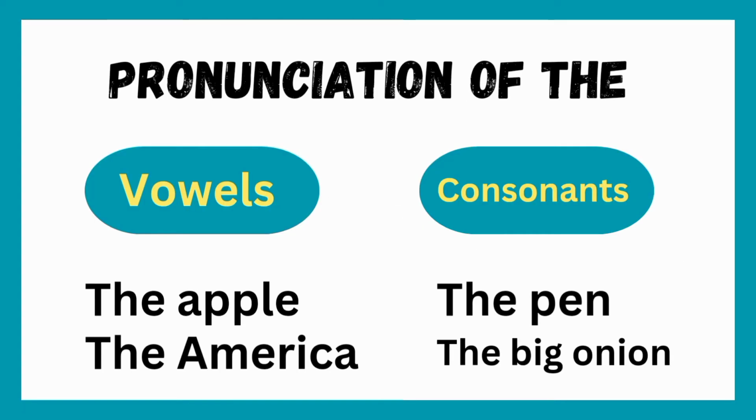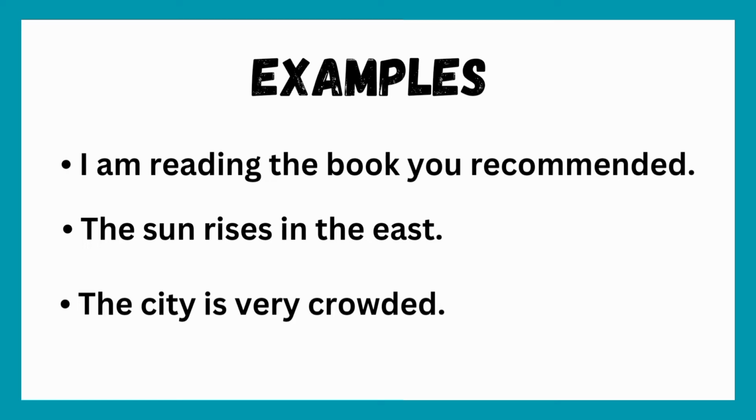It's necessary to understand the pronunciation of the. When a noun starts with vowels, we use the apple, the America. And if a noun starts with consonants, we use the pen, the big onion. The sun rises in the east. Sun is specific. The city is very crowded. Here, city is specific.